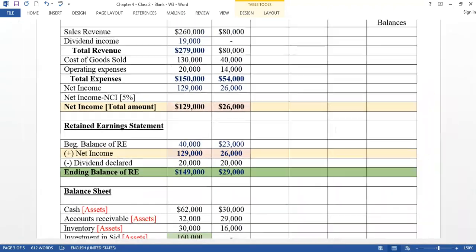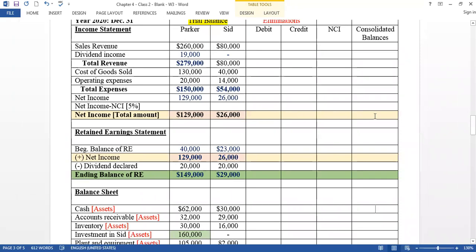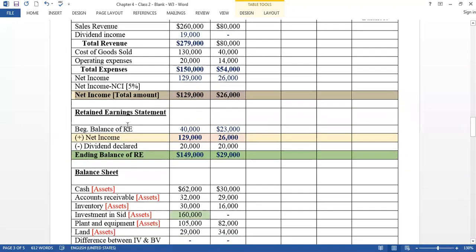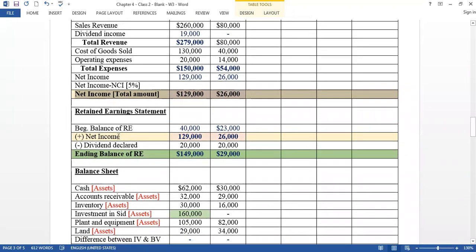I repeat again. We have a pink cell here. It is the net income, right? So whatever we have in this net income, we know the formula, beginning retained earnings plus net income, right? So this pink cell, whatever you will have here in future, everything should come here.